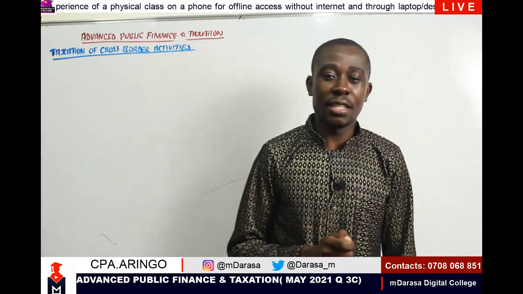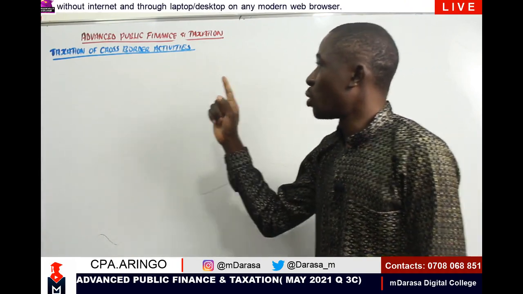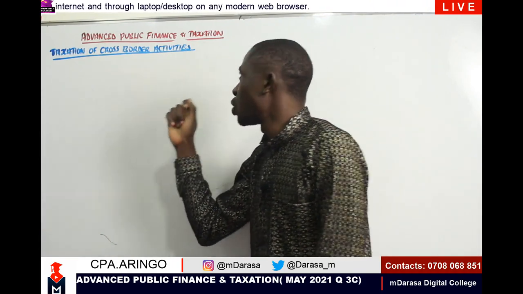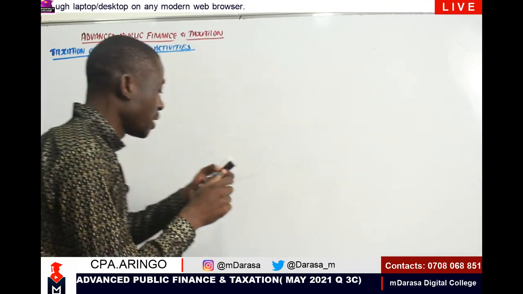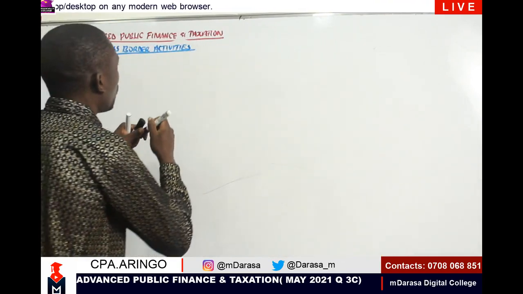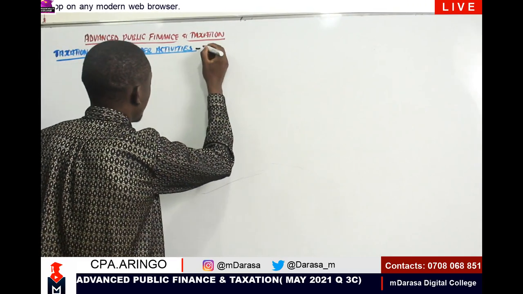In our today's session, we will be looking at advanced public finance and taxation, section 6 unit. And the main topic of concern, I want us to talk about taxation of cross-border activities. And we are going to handle this concept using this question which was just tested recently.